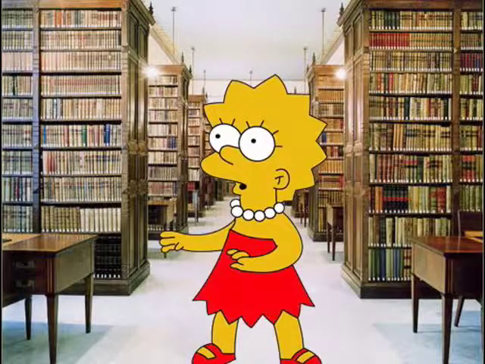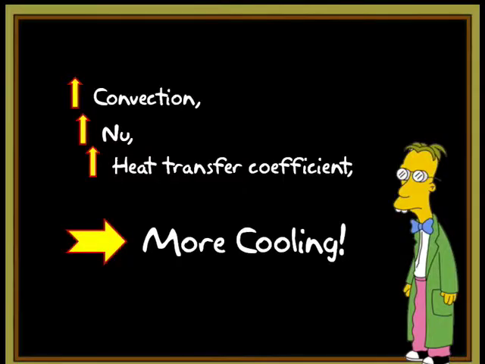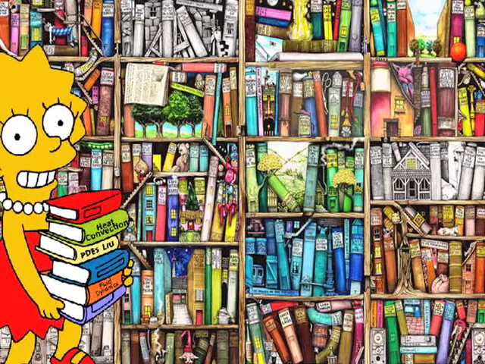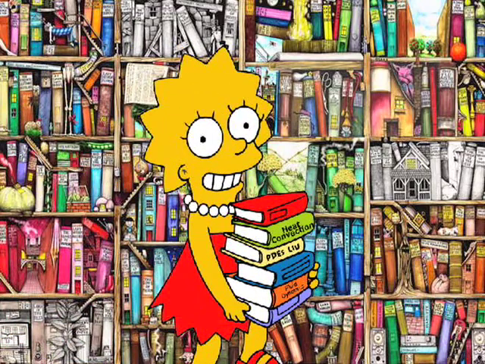So, what does this mean? It means you can increase the effect of cooling by paying attention to the Newton number, the Reynolds number, and the Prandtl number. Why? Alright. If you find the way to relate these parameters, you can improve the cooling system. Here are some books to get you started. Thank you, Professor Frink.